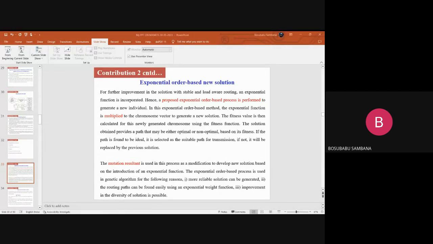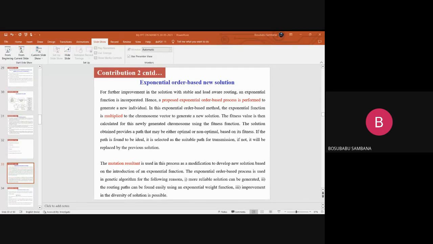Operations are based on various factors, including path selection and path identification, and identifying stable connectivity. During transmission, the quality of path selection matters, and many processors do it this way. Mutation results are also required, based on modification and development of the solution factor, and these are required for various factors for the following reasons.